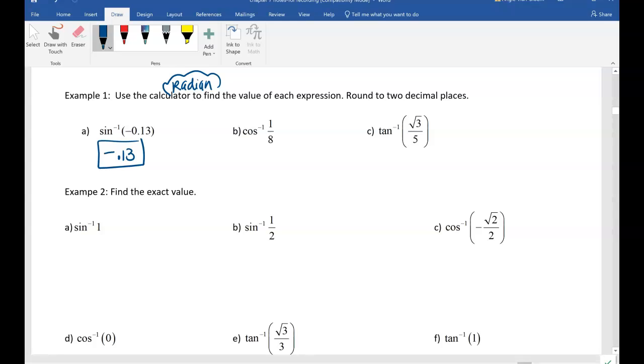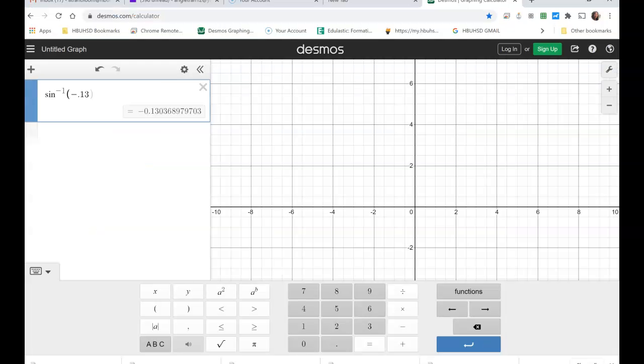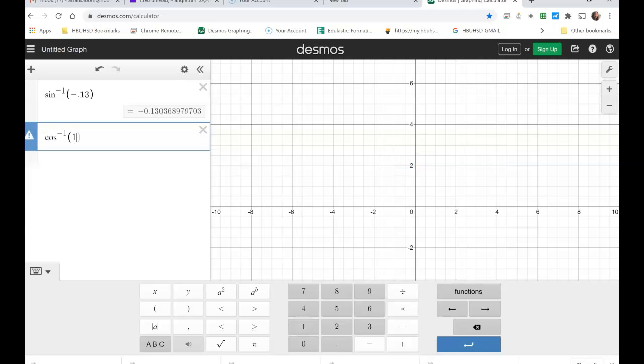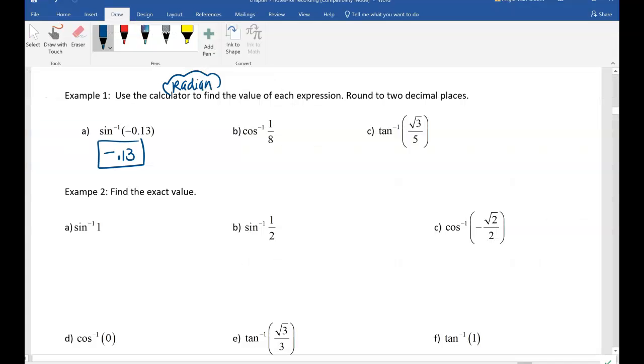So we're back to B. Cosine inverse of a positive 1/8. So in Desmos, I'm going to hit functions, cosine inverse, 1 divided by 8. So that gives us 1.45. Okay. Now you're on C, tangent inverse of the square root of 3 divided by 5.